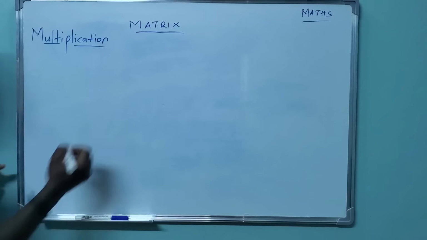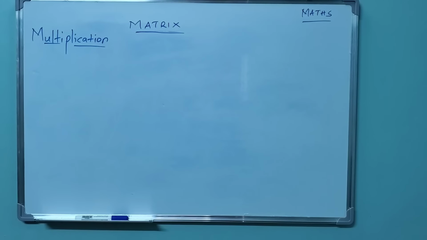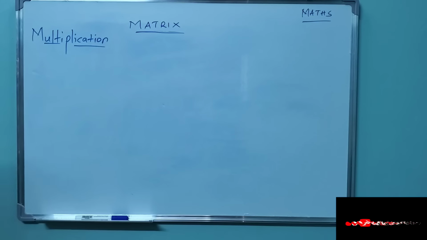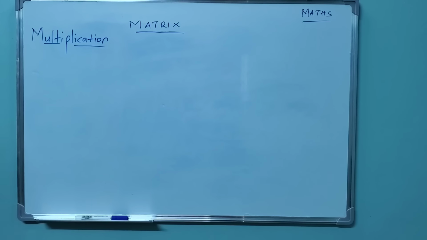Multiplication of matrices. Now, most of the students usually have a problem on multiplication of matrices, but this is an area which is very, very simple and very, very easy to understand. So let us try and work it out. When we'll be multiplying a matrix, first of all, you always have to consider the row and the column.